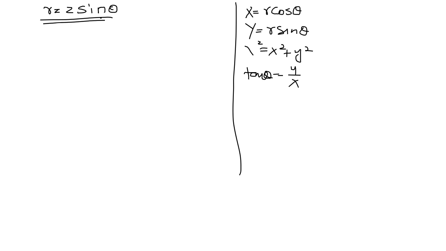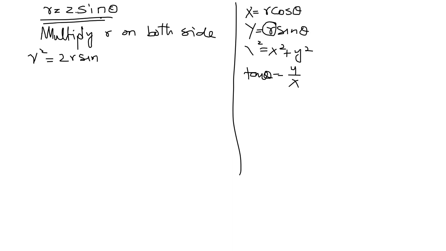See, this is 2 sine of theta. We have r sine of theta, so r is missing. How can we add r? We have to multiply r on both sides. If you multiply one side, you must multiply on the other side. So that becomes r square is equal to 2r sine of theta. This step is clear.